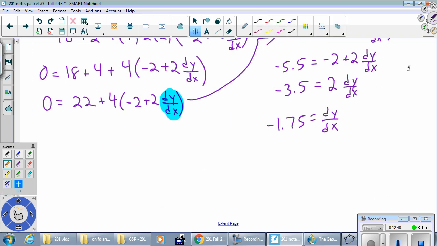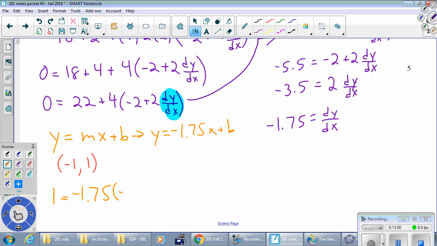And then we'll just do our standard mx plus b business. We just calculated the slope. The m is negative 1.75. Just have to do a little bit of work to find the b. Remember, the point that we were given was negative 1 comma 1. So we plug in and we get 1 equals negative 1.75 times negative 1 plus b. So that is a 1.75 plus b, and we subtract that 1.75 from both sides, and we get negative 0.75 is b.